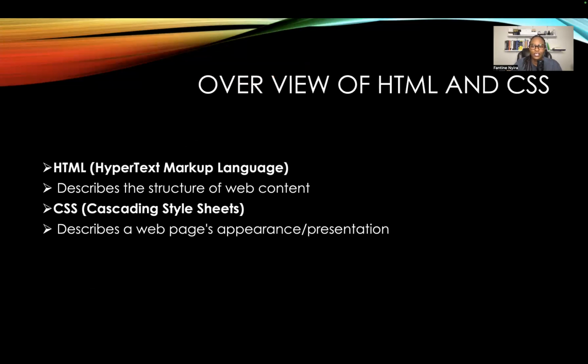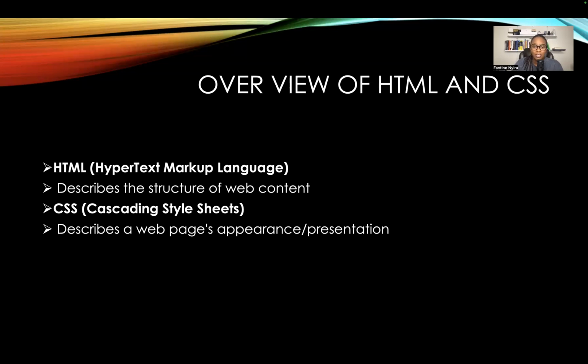Let's see the overview of HTML and CSS. Every single page on the web has at least the minimum HTML and CSS in it. There's nothing more to say about it, because that's how it is. All web pages are made from HTML and CSS at least. So what is HTML? HTML is Hypertext Markup Language. It describes the structure of web content. We will see what that means in the next presentation. And CSS is Cascading Style Sheets.